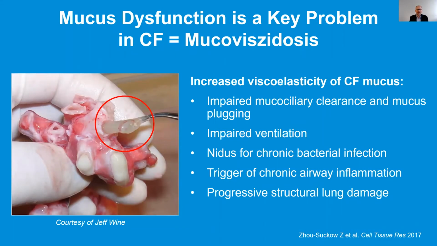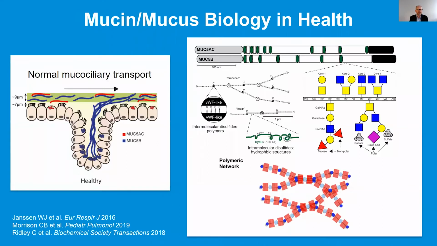And here's a key problem in CF, that is therefore also known as Mucoviscidosis, and that is increased viscoelasticity of the CF mucus. That results in impaired mucociliary clearance and mucus plugging, which in turn causes impaired ventilation, forms a nidus for chronic bacterial infection that then triggers chronic airway inflammation, which plays a key role in the progressive structural lung damage of our patients.